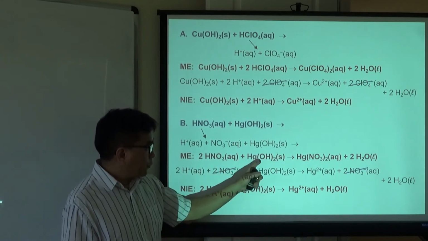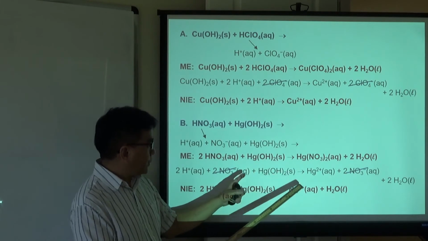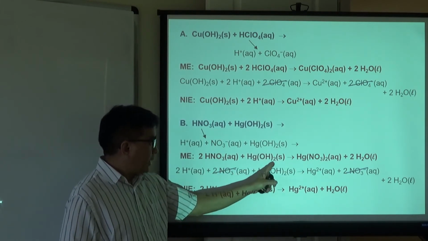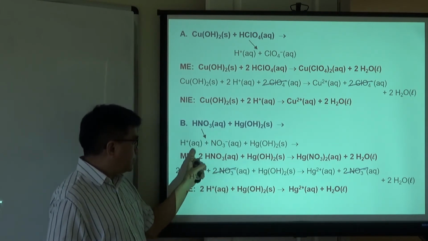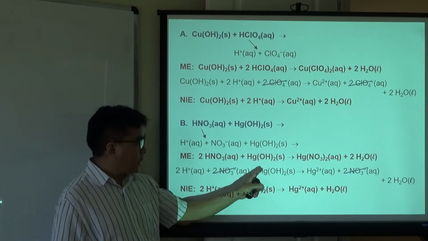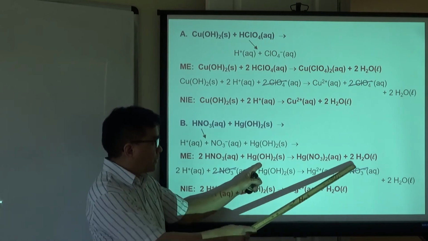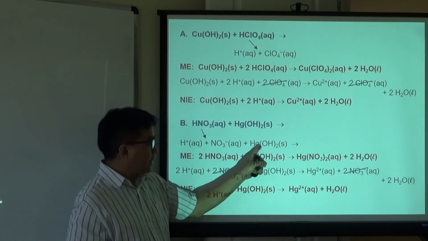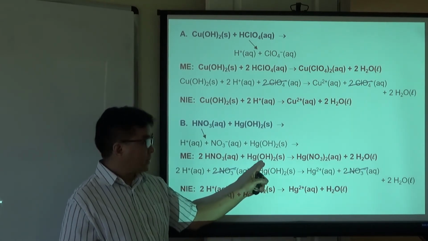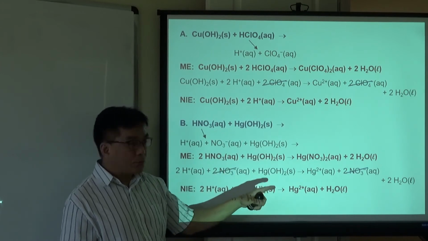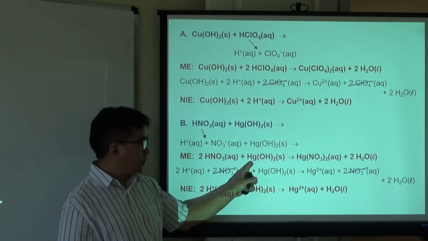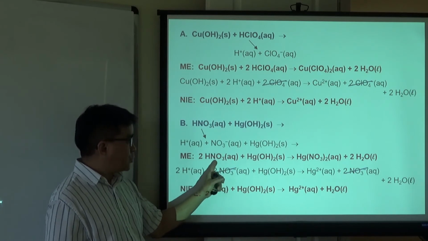It reacts with the mercury 2 hydroxide. The 2 protons here go zoom right into it, react with the 2 hydroxides, and pull straight out to form 2 water. And when that mercury hydroxide solid loses the hydroxide, it goes right into solution. So it has a 2 plus charge, and it's balanced by the 2 nitrate ions from here.